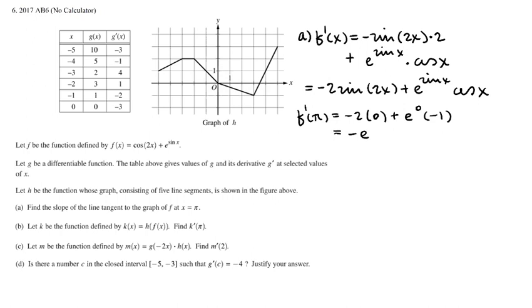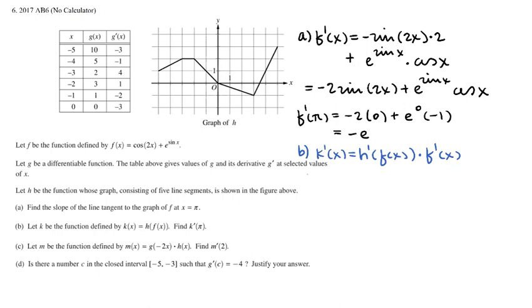Now, part B, let k be the function defined by k of x equals h of f of x. Find k prime of pi. Well, first we're going to need k prime of x. And that's going to be, start with the outside, h prime of f of x. Then multiply by the derivative of the inside, times f prime of x. Well, luckily when I go to plug in pi for x, I'll be taking f prime of pi, and I just found that in part A. That's really helpful, or at least going to save us some time here.